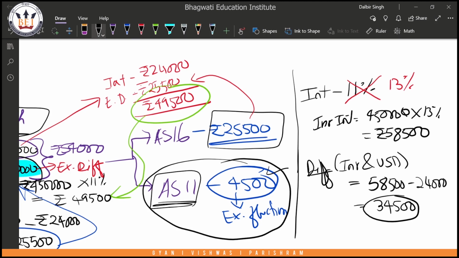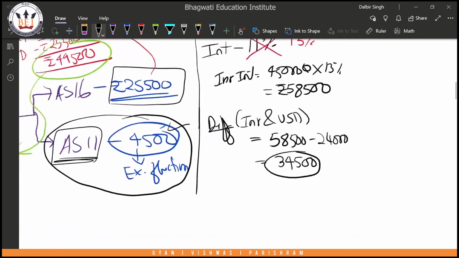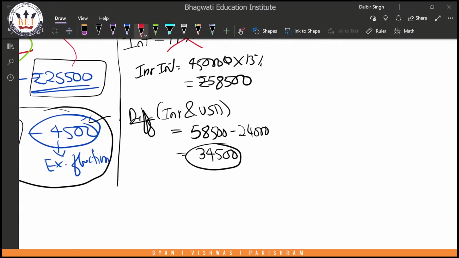But let's compare this with the exchange difference I have. How much is the exchange difference? The exchange difference is 30,000, which means I have not incurred 34,500. I have incurred only 30,000. 34,500 is just a benchmark amount, or you can say just a reference amount. It's not incurred. I have incurred only 30,000. So in such a scenario, the difference in INR is more than the exchange difference we have.